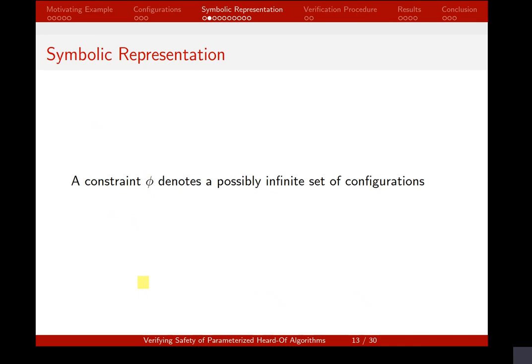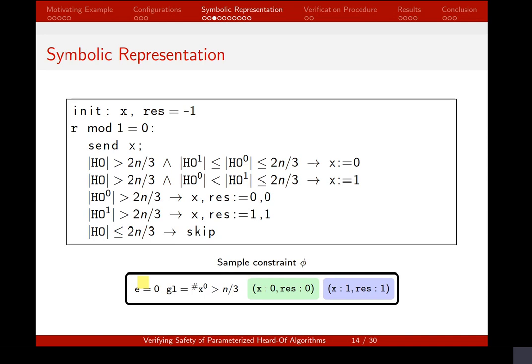Because the number of configurations is infinite, we need to group them in sets and consider each set at a time, instead of looking at very concrete configurations, which are infinitely many. A sample constraint for the one-third rule algorithm is as follows. First, we have a control location, which is the round number modulo the number of transitions.